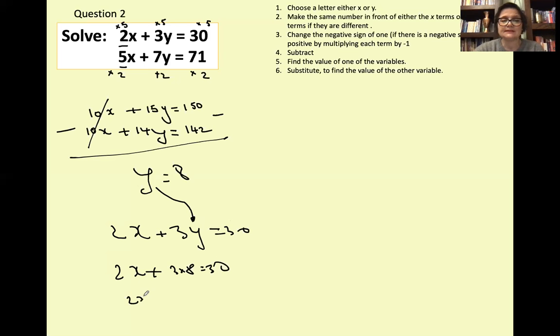So 2x equals 3 times 8 is 24. Take away 24 on both sides. Take away 24, take away 24. So this side is going to be 6. 2x equals 6, and then divide by 2 both sides. Right? Divide by 2, divide by 2. X is going to be 3. And this is the end of the solution of this simultaneous equation. So x equals 3 and y equals 8.